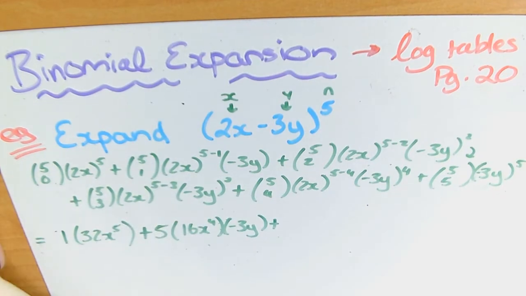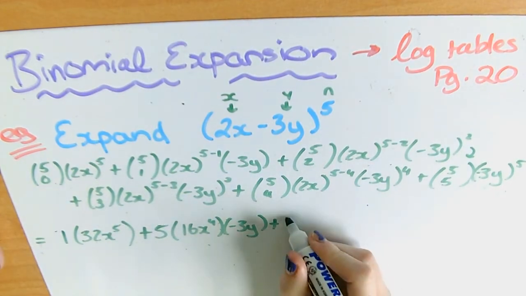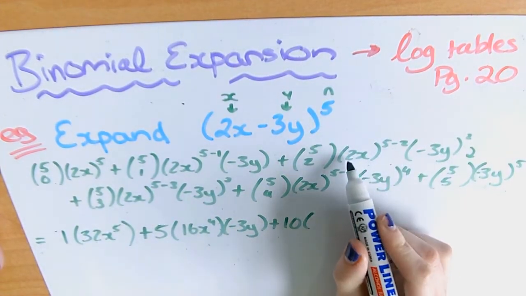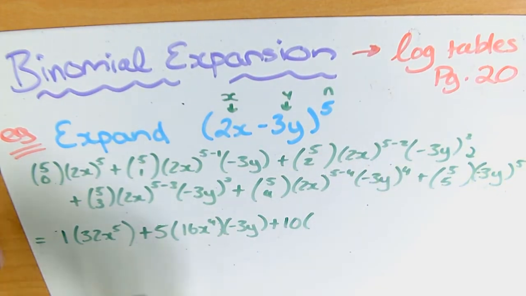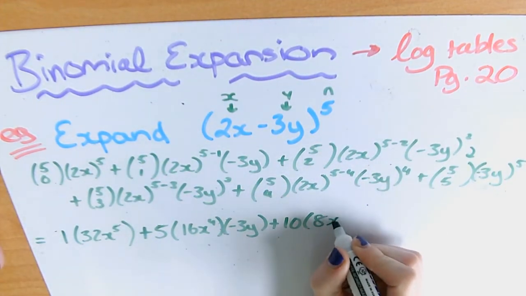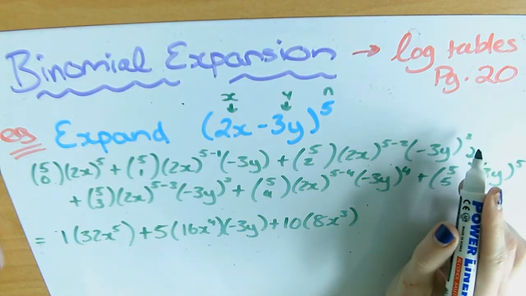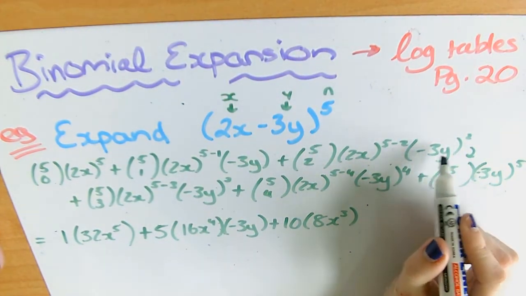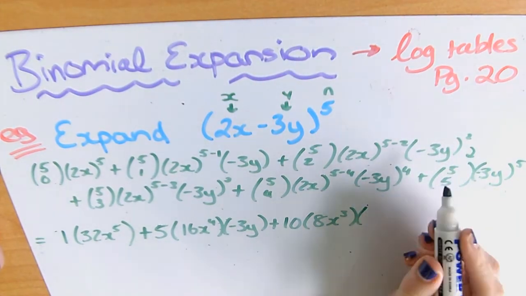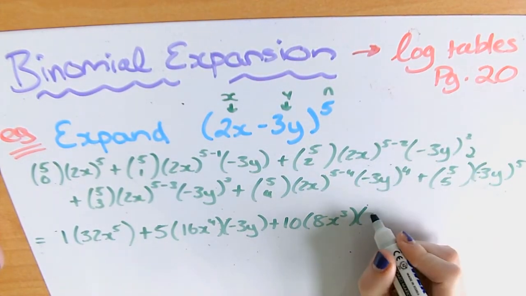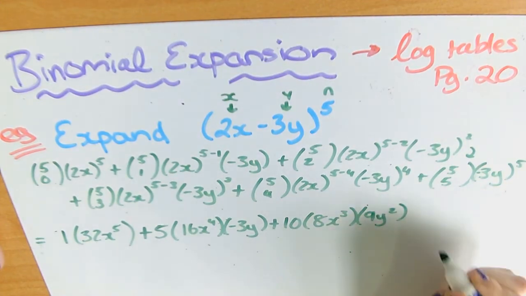Plus we have 5 choose 2 again on our calculators. So we have 10, by 2x to the power of 3. So 2 cubed is 8. So we have 8x cubed. This time it's minus 3y squared, which we know any minus squared gives me a plus, because a minus by a minus is a plus. 3 squared is 9, so we have 9y squared.